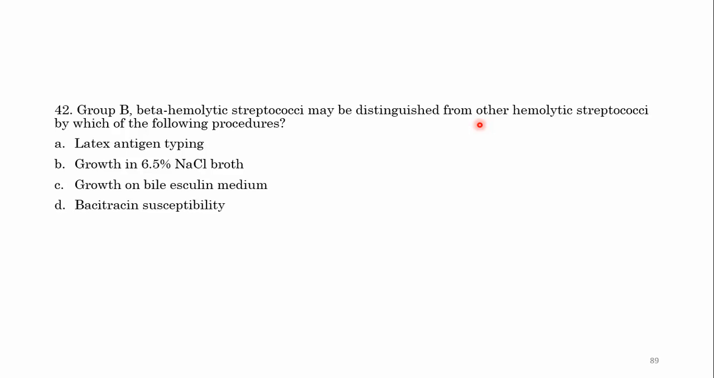Number 42, group B beta-hemolytic streptococci may be distinguished from other hemolytic streptococci by which of the following procedures? A, latex antigen typing. B, growth in 6.5% sodium chloride broth. C, growth on bile esculin medium. D, bacitracin susceptibility. The correct answer is letter A, latex antigen typing, or the Lancefield testing. Because of the unique antigenic characteristics of group B streptococcus compared with the other streptococcus. So number 42, letter A. You can perform the Lancefield testing for further confirmation.